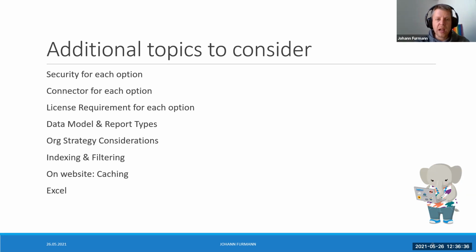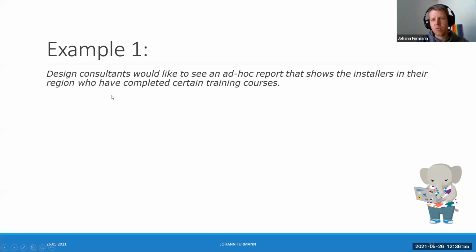Then make sure you know the license requirements for each option, at least for the standard Salesforce options, and definitely know the connectors for each option and know the security for each option. Also in a multi-org environment. This is, I think, actually the most complex part about reporting. And with that, I have a couple of examples.